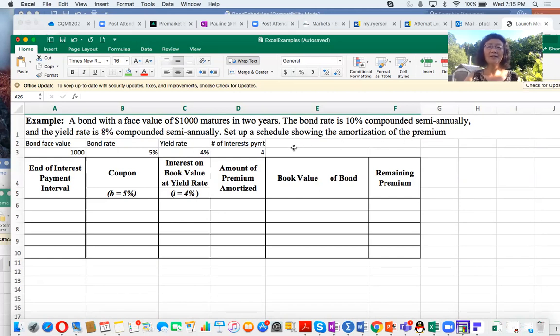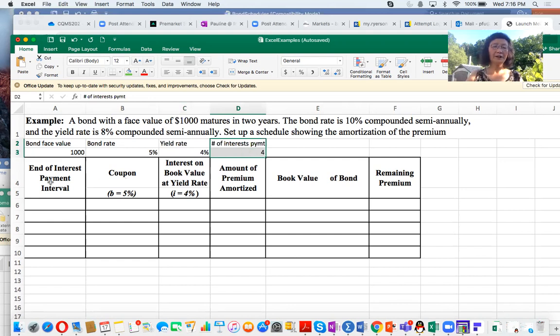Okay. So let's list all the numbers that are given. We have the bond face value 1,000. The bond rate is 10% compounded semi-annually, so the bond rate is actually 10% divided by 2, equal to 5%. The yield rate 8% compounded semi-annually, so 8% divided by 2, 4%. It is over a 2-year period, so the number of interest payments is 4.